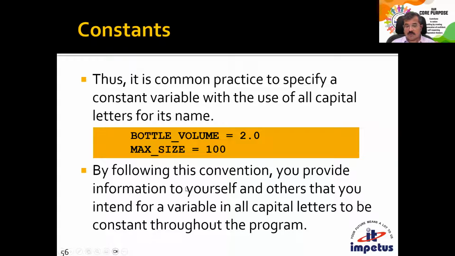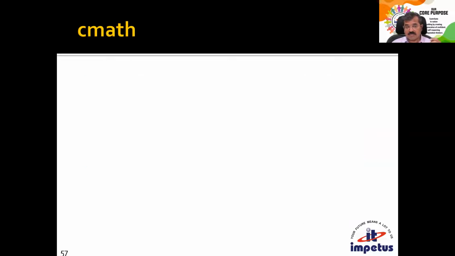You provide information to yourself and others. Others are those people who are maintaining your code. You intend for this variable in all capital letters to be constant throughout the program. That means any variable whose name is in uppercase, our intention is that this variable should be treated as constant. But the compiler is not going to come to your rescue if you do not adhere to that rule. If you violate this rule, the compiler will not complain.